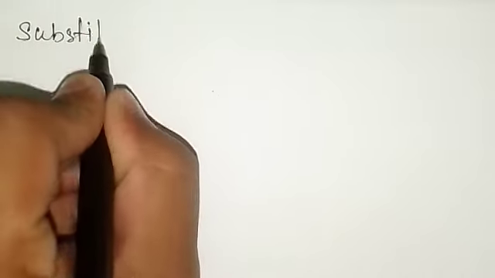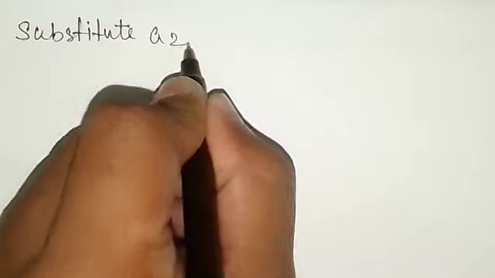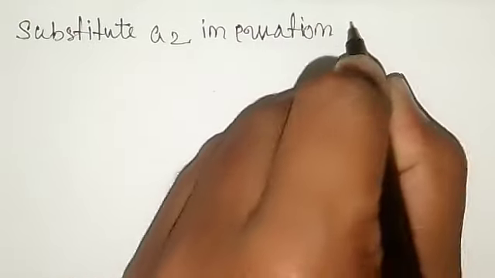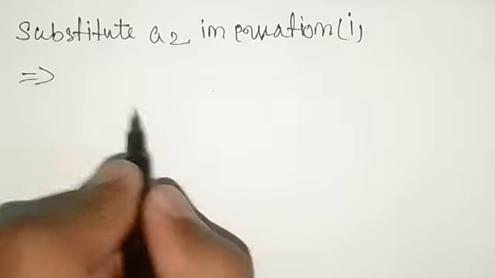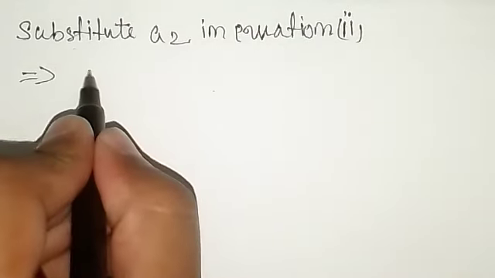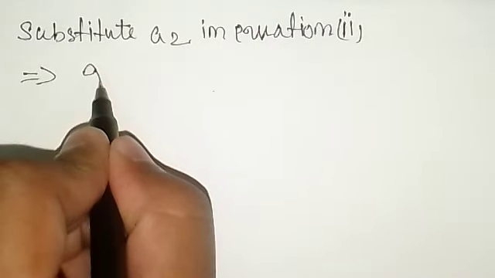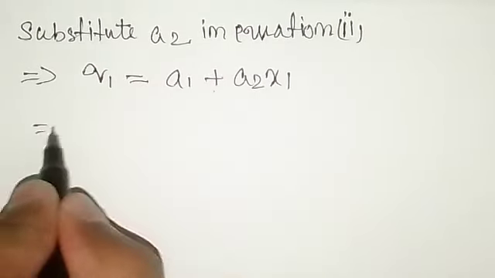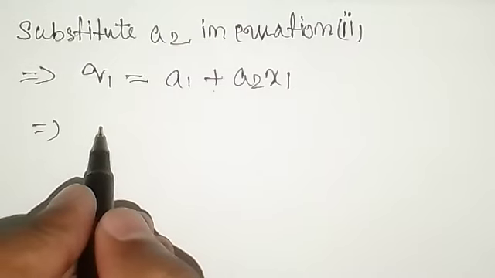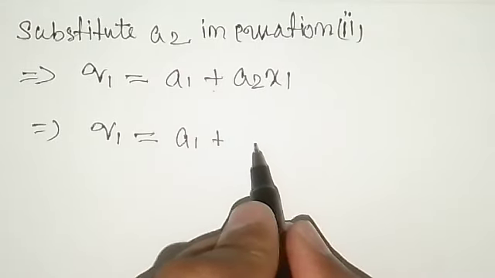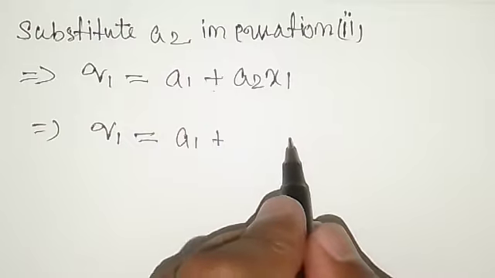So next we can say substitute a2 in equation 2. Equation 2 is q1 is equal to a1 plus a2 x1, right? So a2 you already got, is it or not? Then q1 is equal to a1 plus a2, where a2 is q1 minus q2 by x2 minus x1, right?